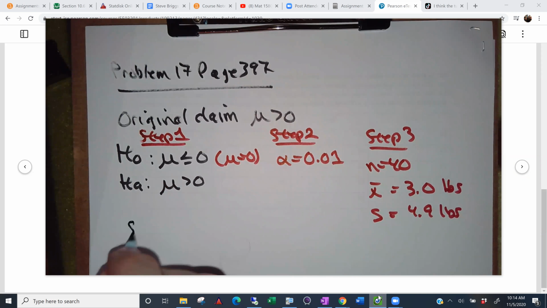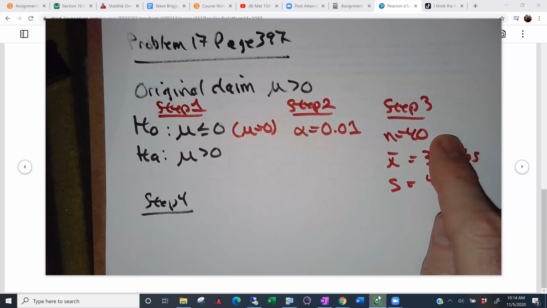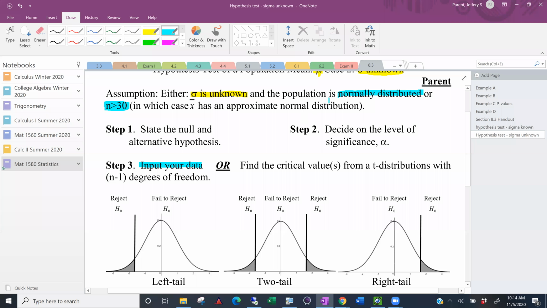That brings us to step 4, where we're going to try and get the p-value. Now, to get the p-value, we're going to put this information into StatDisk. Fortunately, our assumptions, at least the ones we can check, are met because we have a large enough sample size. 40 is greater than 30, and our assumptions require that either the population is normally distributed or the sample size is greater than 30. So we're okay there. We don't know what sigma is, so again, we're okay there.